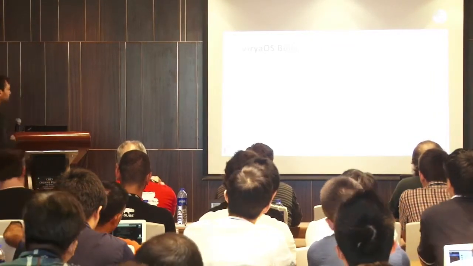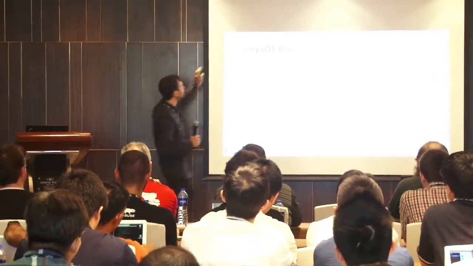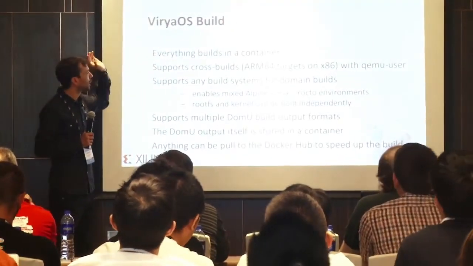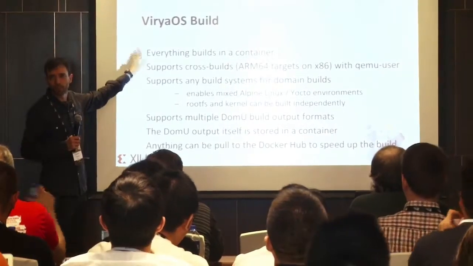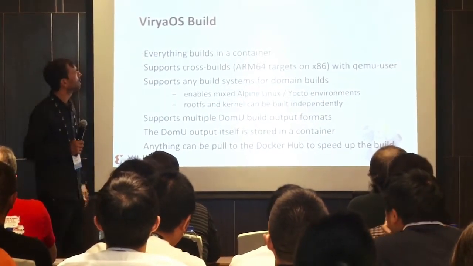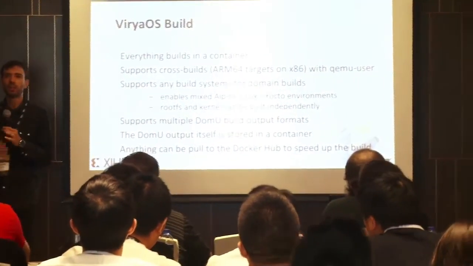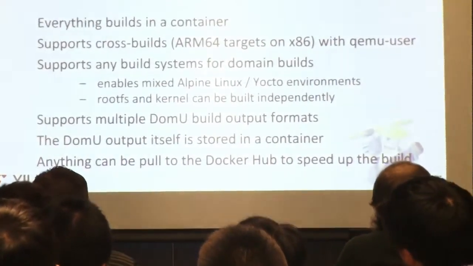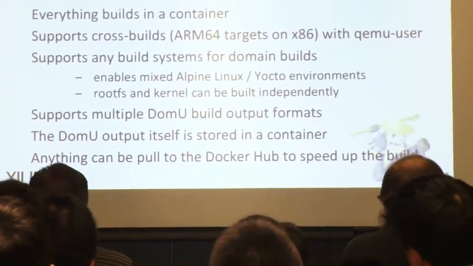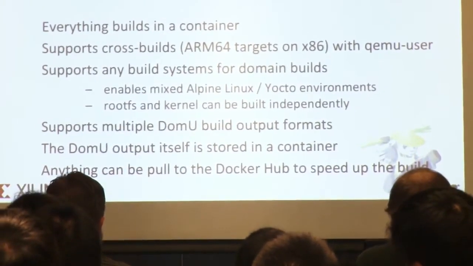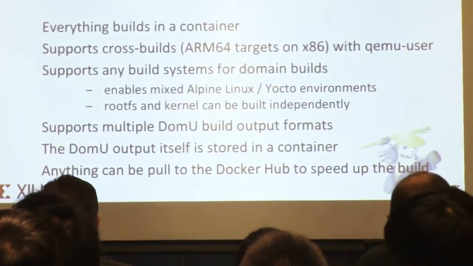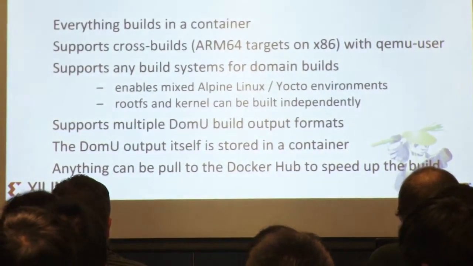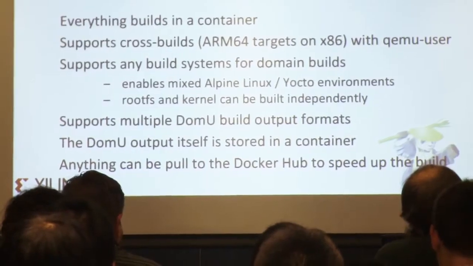Right, so what are the features again? Everything is built as a container, and all the intermediate outputs are containers, so that they are pushed to the Docker Hub and pulled from the Docker Hub automatically. We support cross builds by default, and we use regular cross compilers for the kernel and Xen, but we use QEMU user for the user space components, so that from the inside it looks like a regular native build.